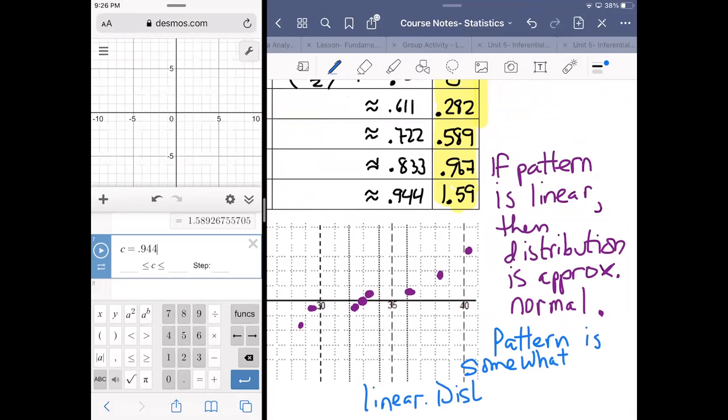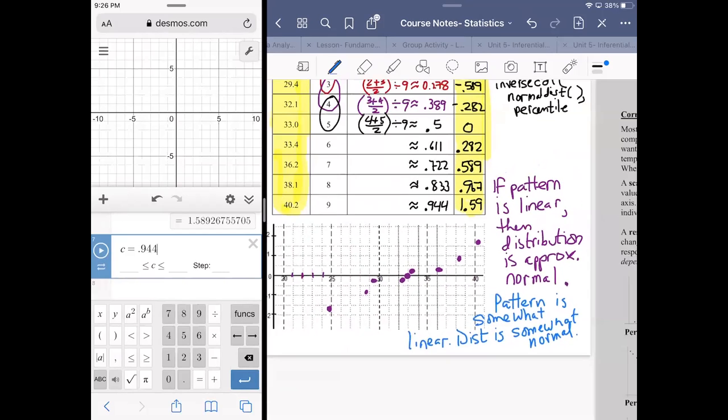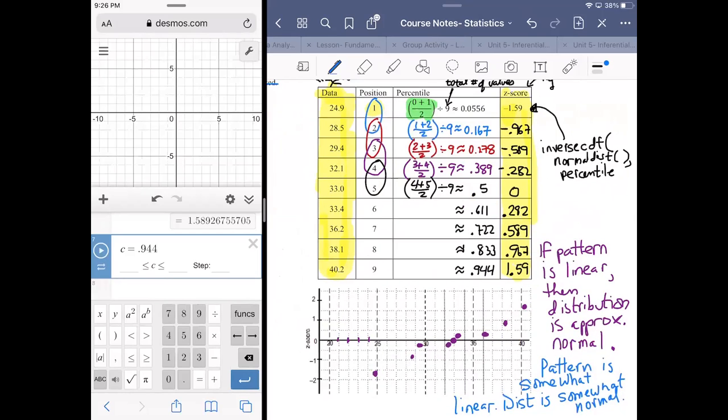So the distribution is somewhat normal. The vague terminology, the vague descriptions are actually encouraged in this class because we don't want to speak in absolutes. Only Sith deal in absolutes. Like I said before, we're living in the gray.